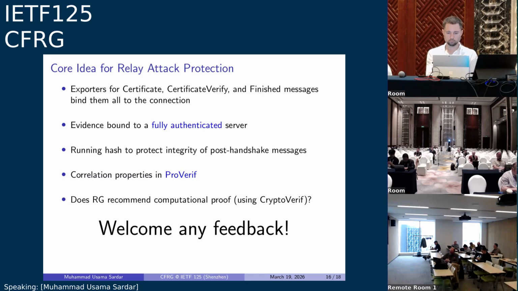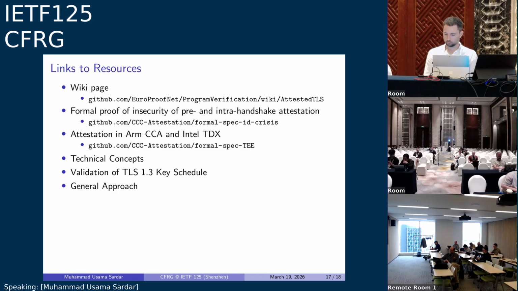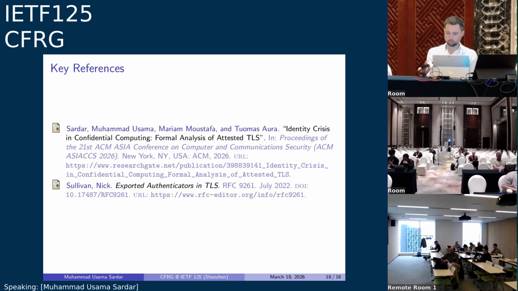And the question specifically I have for the research group is basically, would you recommend doing a computational proof for this, or do you believe that ProVerif would be good enough for this? For example, computational proof, meaning CryptoVerif or such tools. That's pretty much it. There are some links that you can see afterwards in these references. Thanks very much. I look forward to your feedback or any questions.